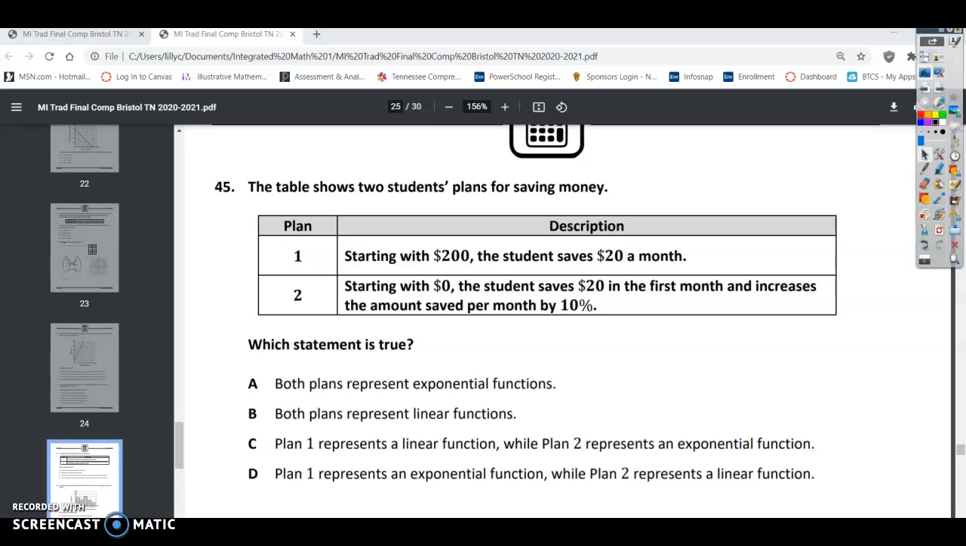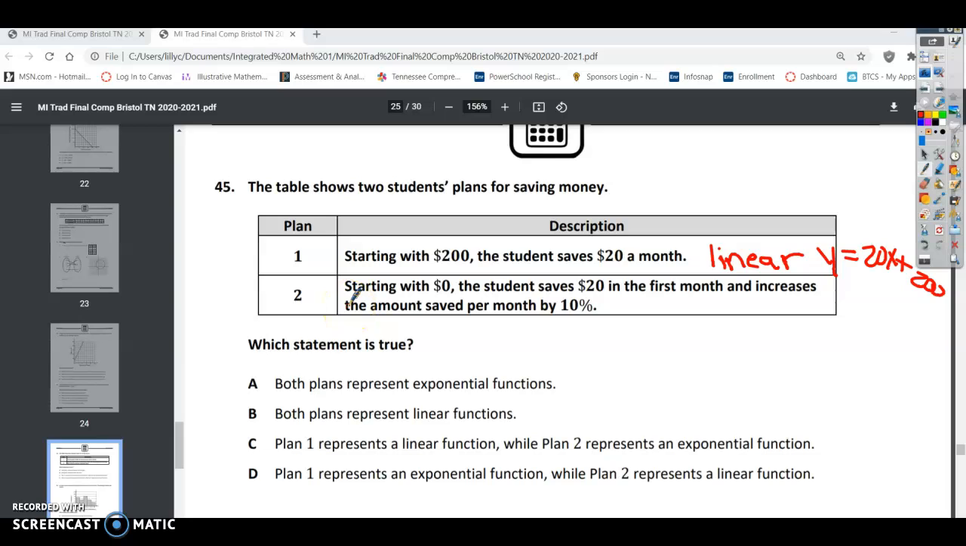Alright, so they're saving a constant amount per month with an initial value that they started with, which would be your y-intercept. So number 1 is a linear equation. Alright, and we could write that something like y equals 20x plus 200.